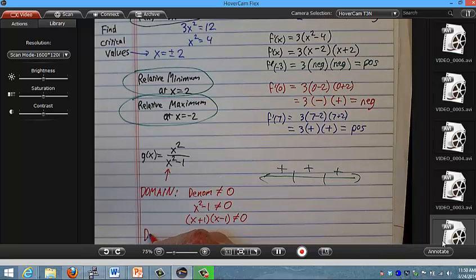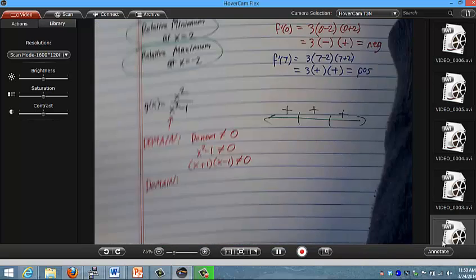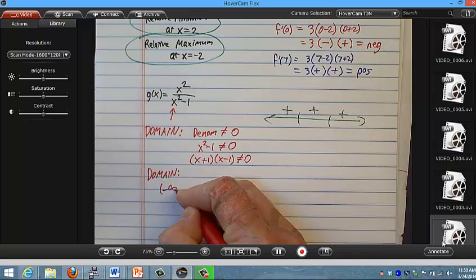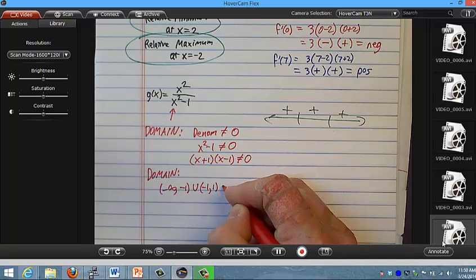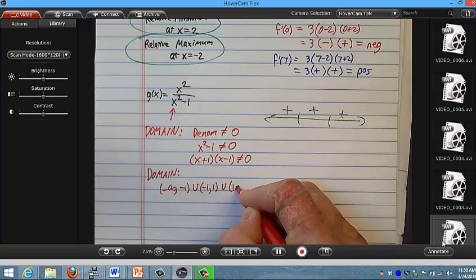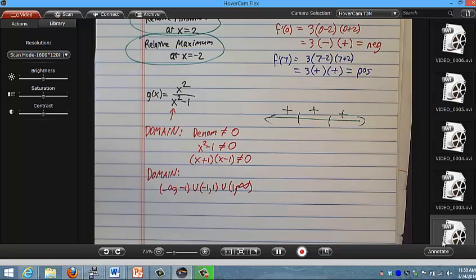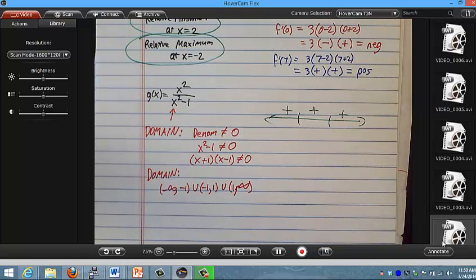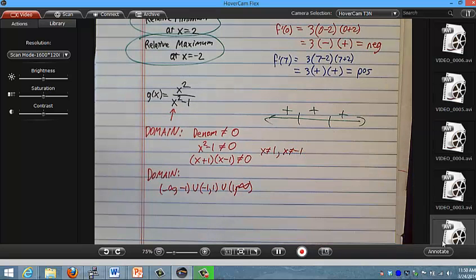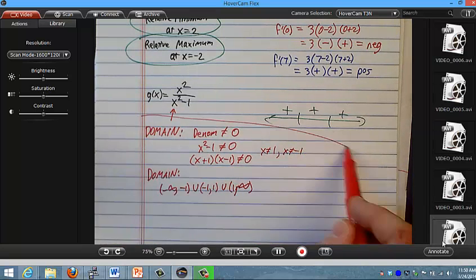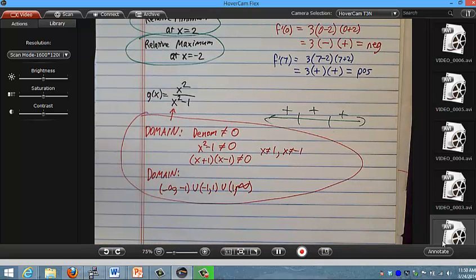So the domain, I don't know how you guys are going to do this. If you use interval notation, this is the way we did it in a college algebra class: from negative infinity to negative 1, from negative 1 to positive 1, and then you union that with 1 to infinity. Some of you are very familiar with that notation. Some of you would just write down that x is not allowed to equal 1, and x is not allowed to equal negative 1. I don't care. But for a problem like this, it's important to understand the domain, and I'll show you why.